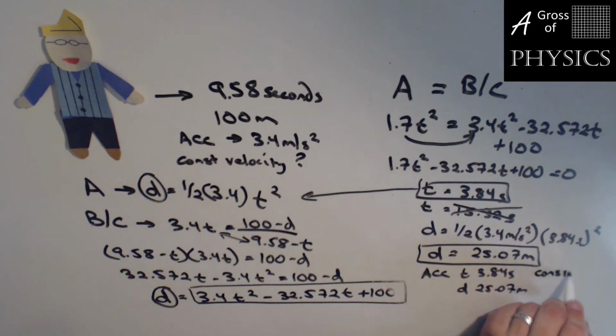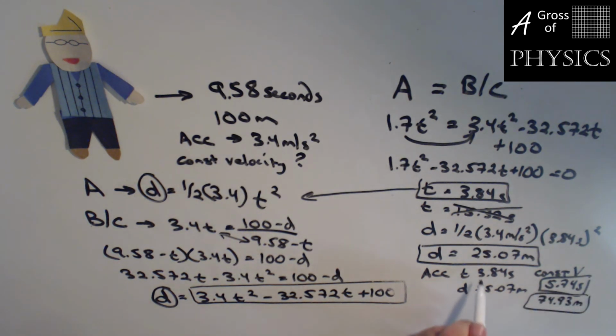That means the constant velocity had to be 9.58 minus 3.84, or 5.74 seconds. And 100 minus 25.07 should get us 74.93 meters. So all told, we have four answers. For the acceleration, we went for 3.84 seconds and traveled 25.07 meters. For the constant velocity part, 5.74 seconds and 74.93 meters.